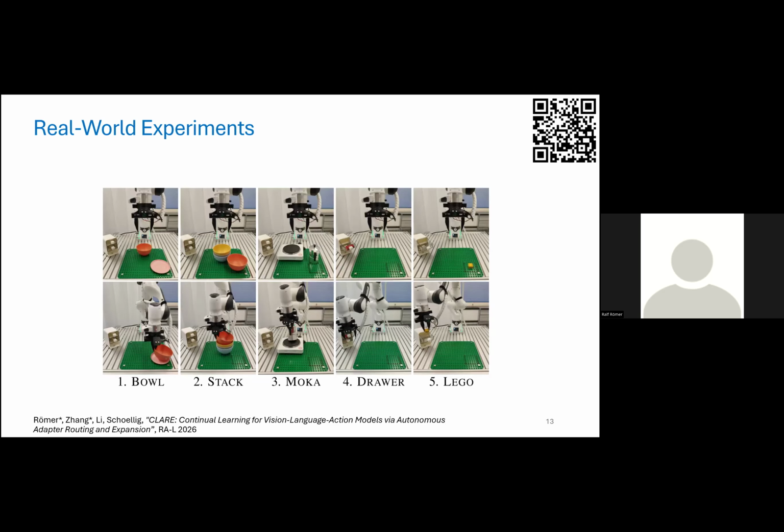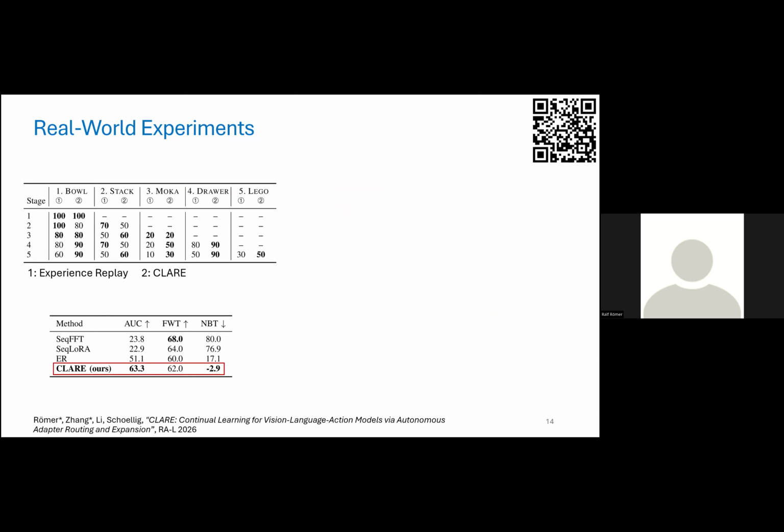Then maybe a few more details about the real-world tasks. These are the ones that we considered. Not too complicated manipulation tasks, but the main point was to show that this continual learning actually works in the real world. Here we didn't compare against all the baselines from the simulation experiments, but we could also see basically the same story as before. The negative backward transfer, which quantifies forgetting, was very low.